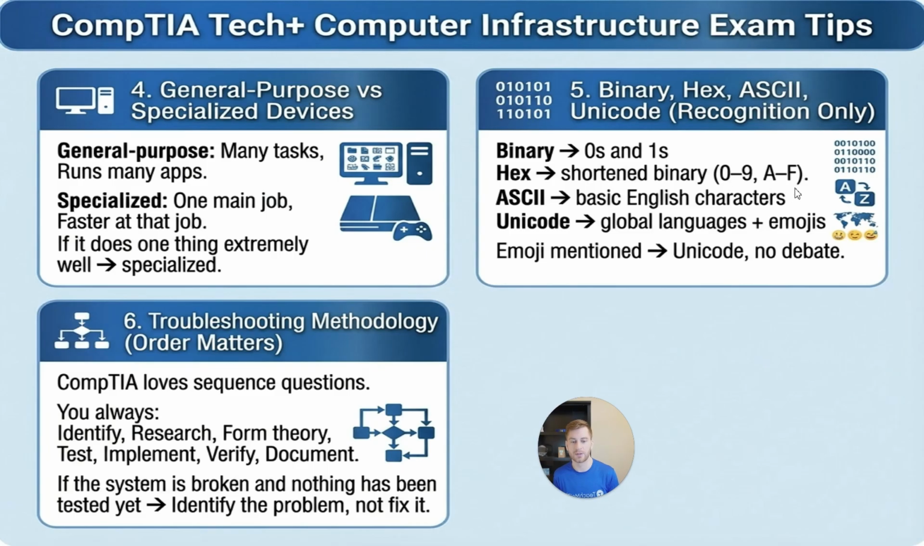These are the main sort of representations of hex. ASCII is basic English characters, so our letters. And then Unicode is global languages plus emojis. If any emoji is mentioned, that's Unicode. So keep all these in mind. These will come up in the exam, but again, don't worry about conversions. Just understand what each one of these is.